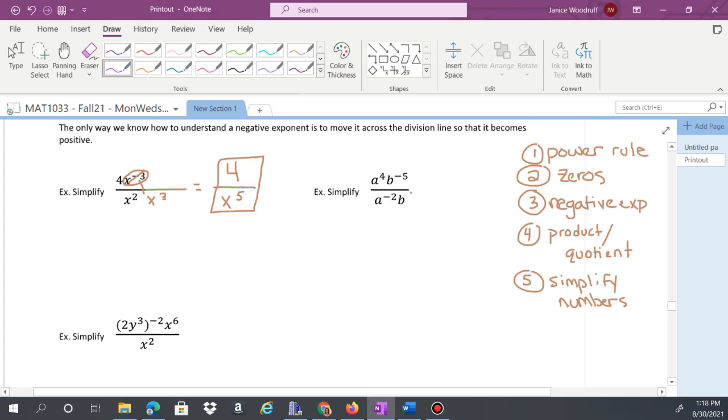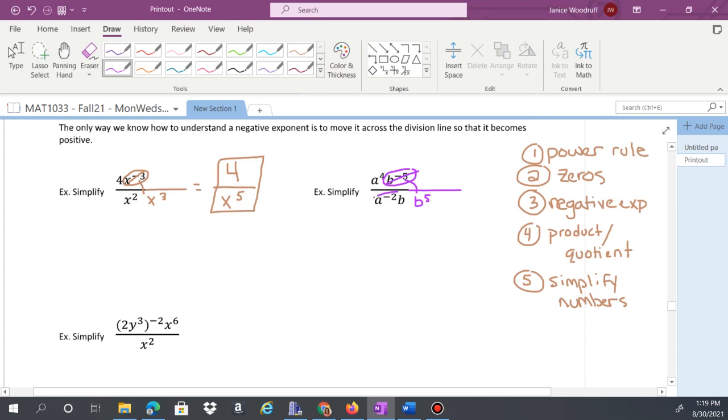Okay, let's take a look at the second one. I don't have anything in parentheses and I don't have any 0 exponents. So I'm going to go to my negative exponents. I'm going to extend the line, circle the negative exponent and the base. So I have the b to the -5 in the top. I'm going to move it down to the bottom as a b to the 5th, and I'm going to cross it out of the top.